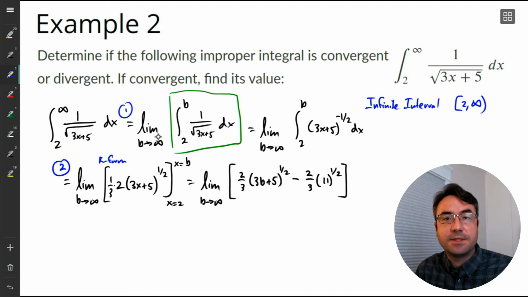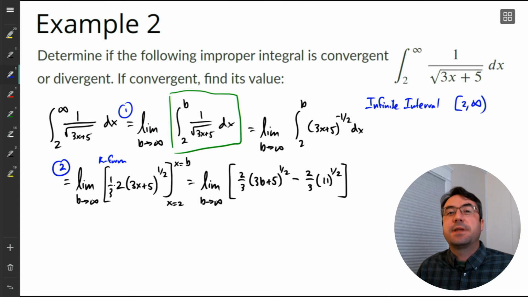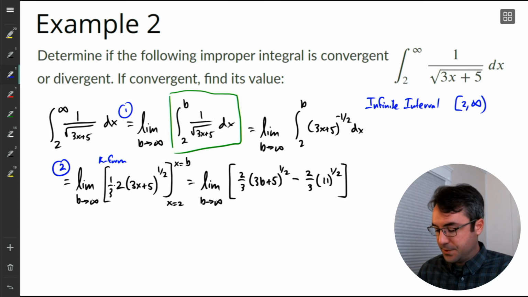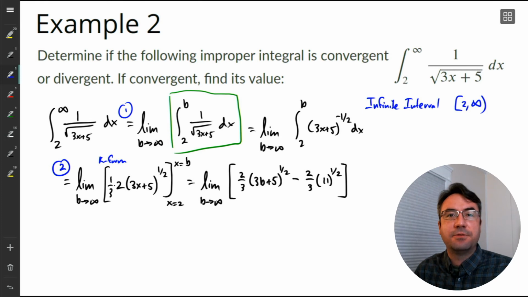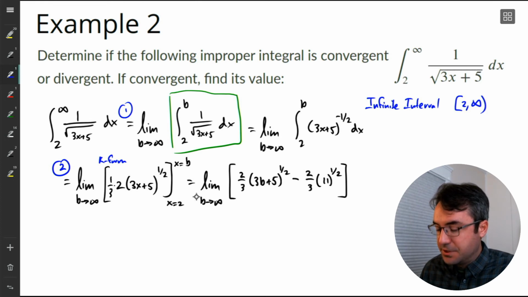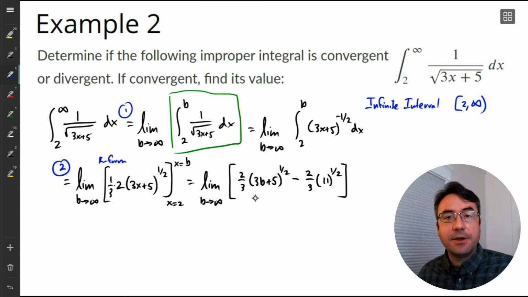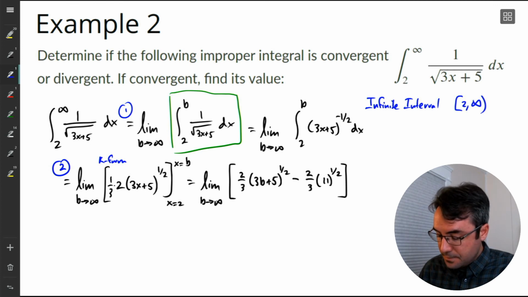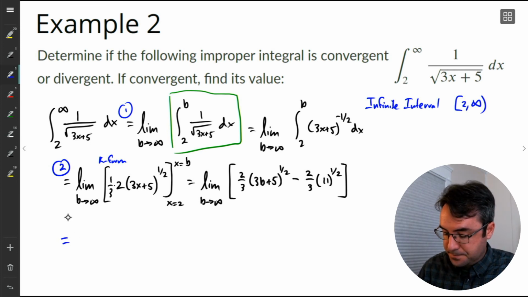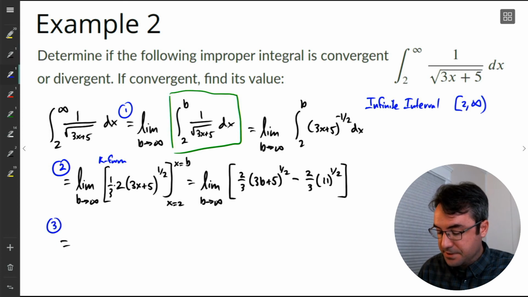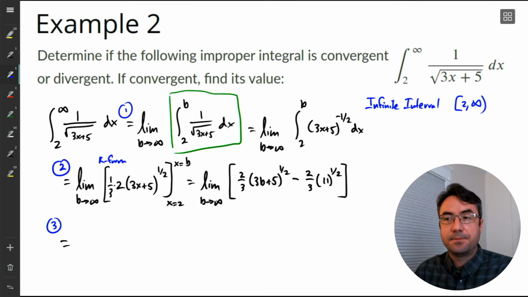First step, rewrite this as a limit. Step 2, calculate the definite integral. So we have a whole grab bag full of techniques now, so you might have to use some of those in here. Once you get it to a point where you've actually evaluated the definite integral, you might simplify. This is already pretty simplified, so now we're going to actually go through and calculate the limit of this. And that's the third step, calculate the limit.